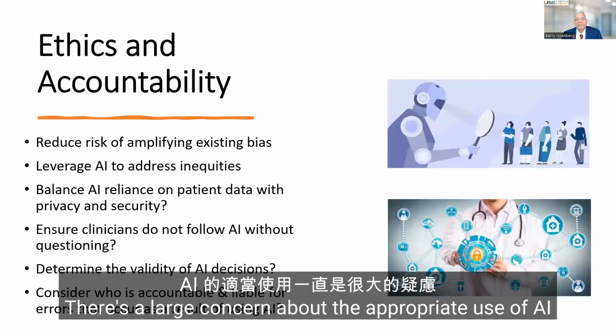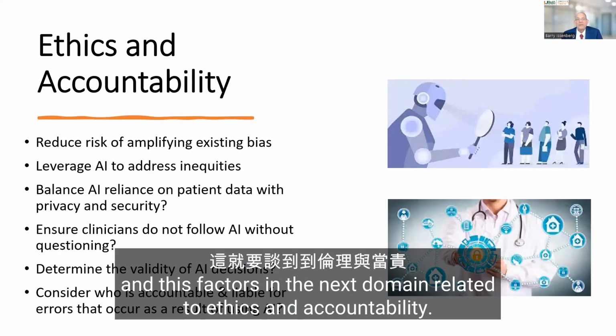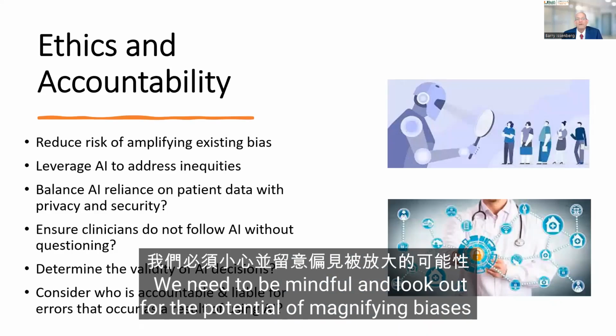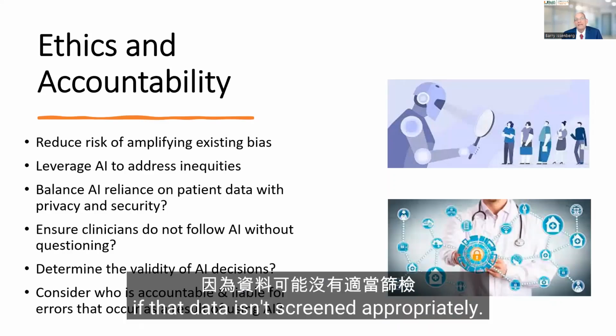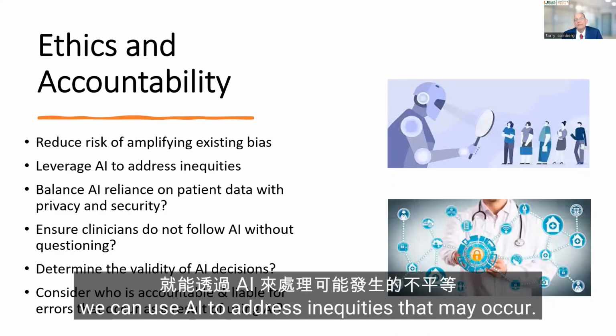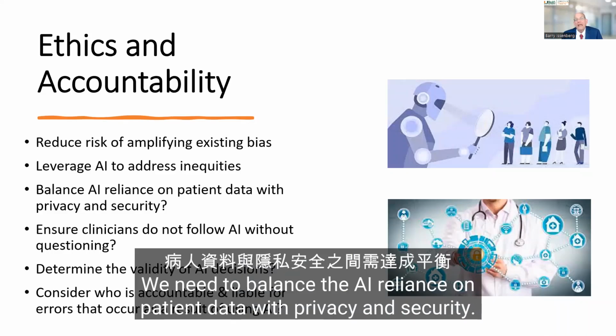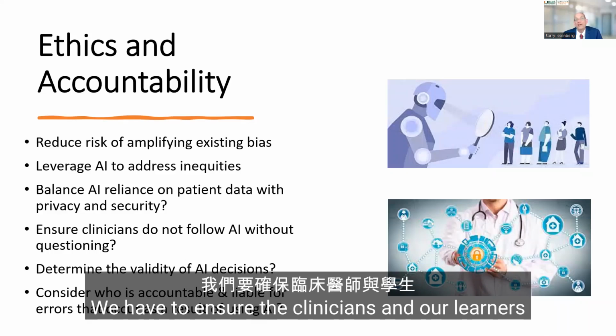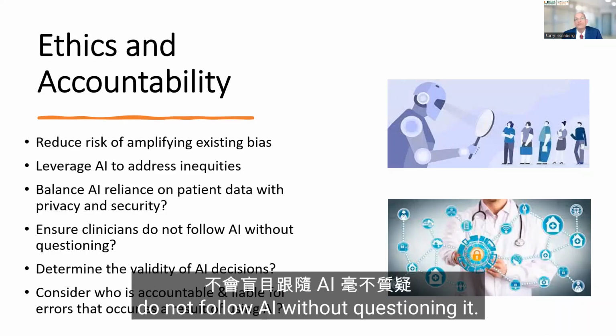There's a large concern about the appropriate use of AI, and this factors into the next domain related to ethics and accountability. We need to be mindful and look out for the potential of magnifying biases if that data isn't screened appropriately. But if we understand this, we can use AI to address inequities that may occur. We need to balance the AI reliance on patient data with privacy and security. We have to ensure that clinicians and our learners do not follow AI without questioning it.